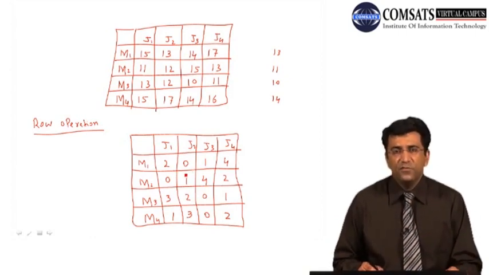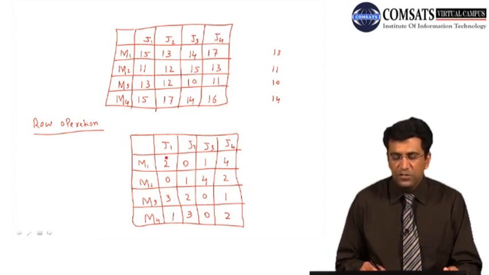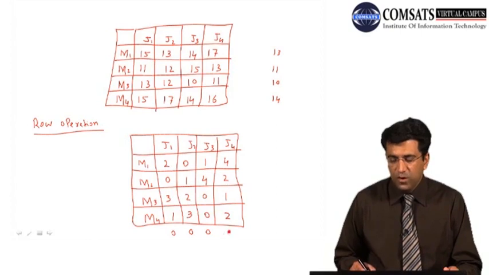So in the next step, we will follow the column operation. And what is the column operation? Again, in this particular table, we will find out the minimum value for each column. Let me write this minimum value here. The minimum value in this particular column is 0. The minimum value in this particular column is again 0. Again, the minimum value in this particular column is 0. In this particular column, the minimum value is 1.